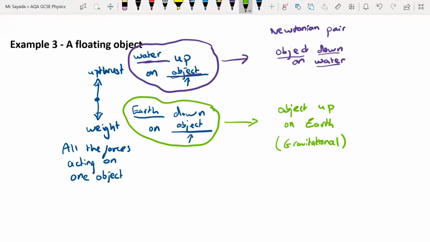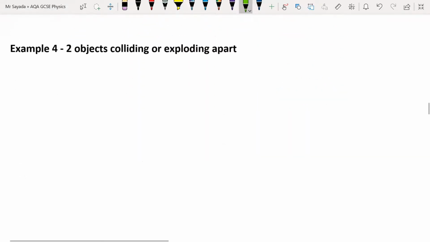Let's do one more example. Two objects colliding or exploding apart. So let's say you've got two objects which are exploding apart. So let's say you have a gun and a bullet. I'm going to draw a very bad diagram of a gun and a bullet. So when that gun pushes the bullet out, the gun exerts a force forwards on the bullet.